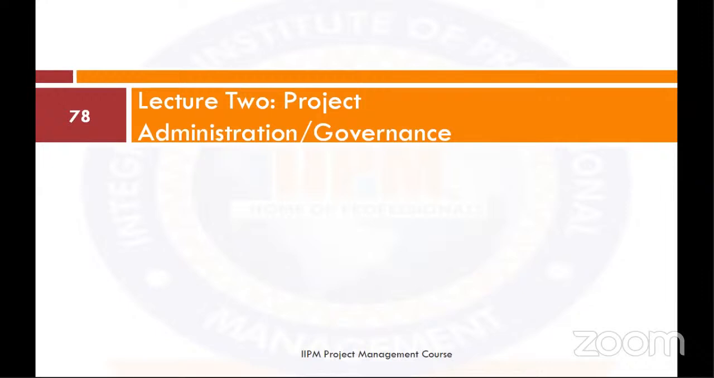Okay, so project administration or project governance has to do with the standards that need to be put in place, the administrative processes, to ensure that project goals are achieved at the end of the day.